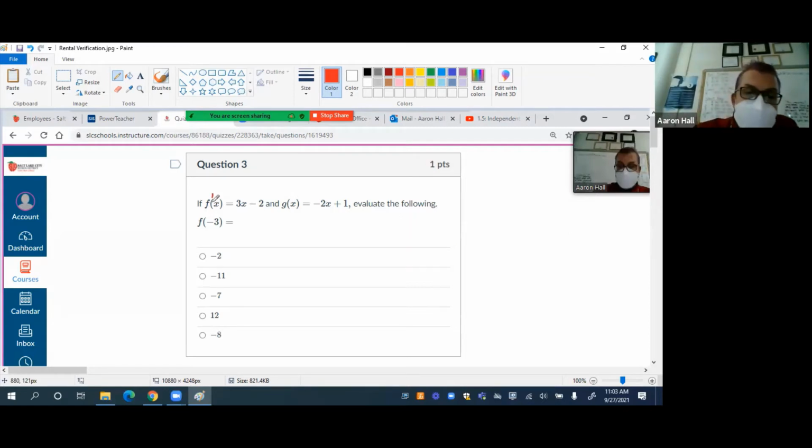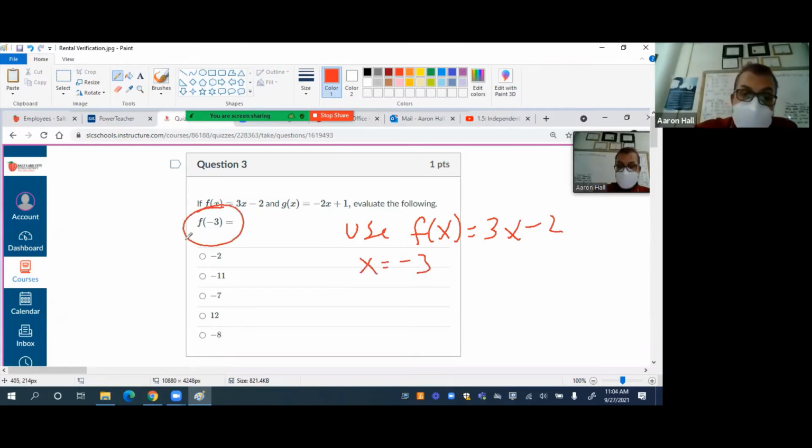Yeah, in parentheses here, we have an x, and then over here in parentheses, we have a negative 3, implying that negative 3 is the x. Yeah, we want to use this one because it's telling us we're using f of x, or our f function. So we're using our f of x equals 3x minus 2, and x equals negative 3. That's what this implies right here. So let's plug that in and see what we get.